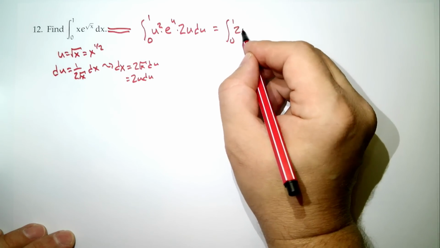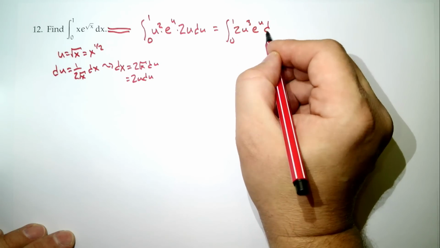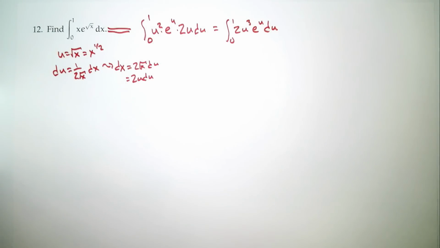Now, of course, this becomes 2u cubed e to the u du. Now, when we see it like this, what do we know? What are we going to do?